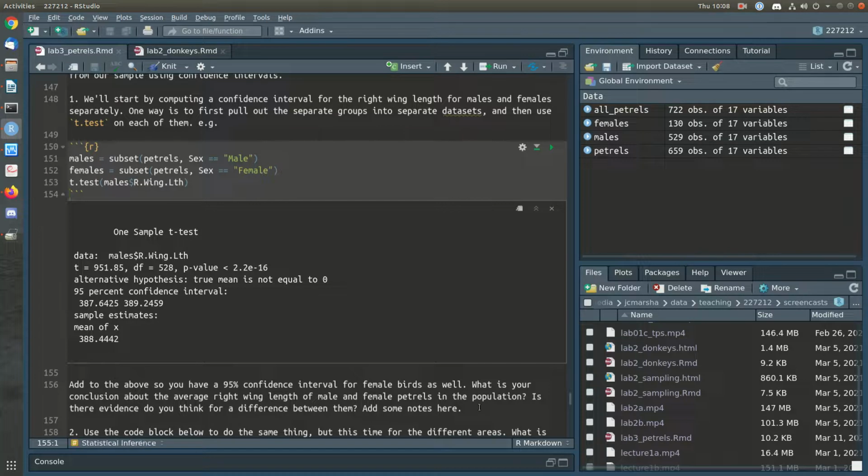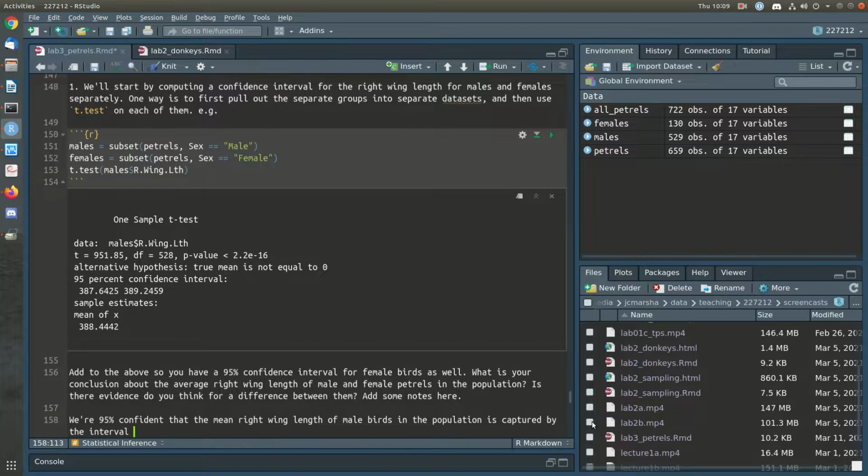Right? So we're 95% confident that the mean right wing length of male birds in the population is captured by the interval 387.6 to 389.2. So we could just say somewhere between.